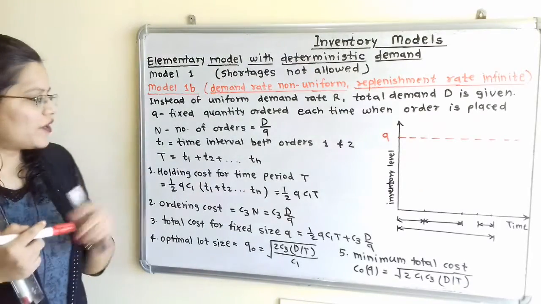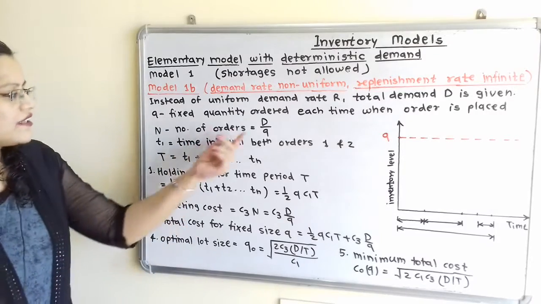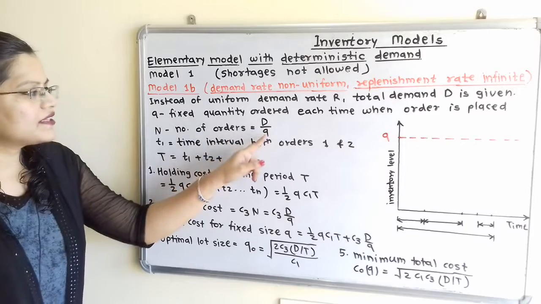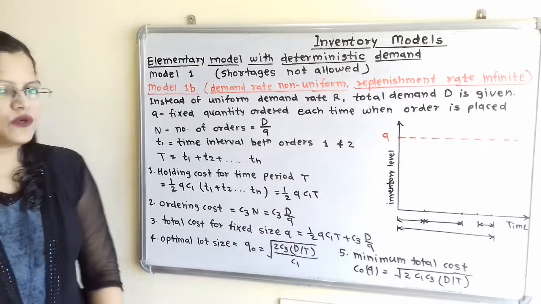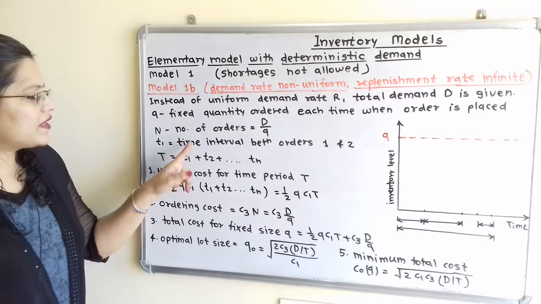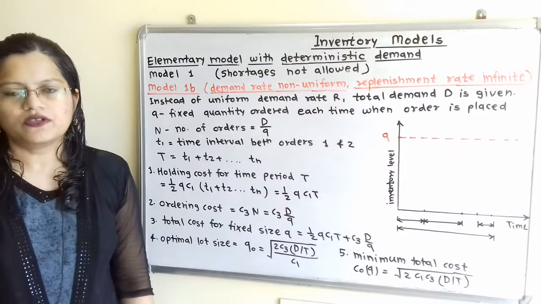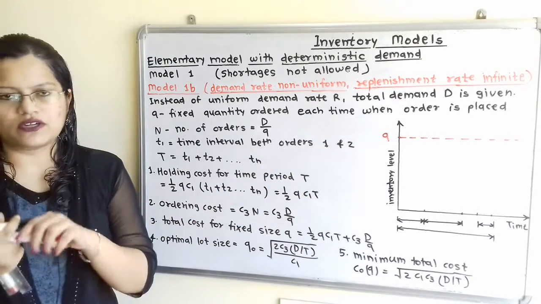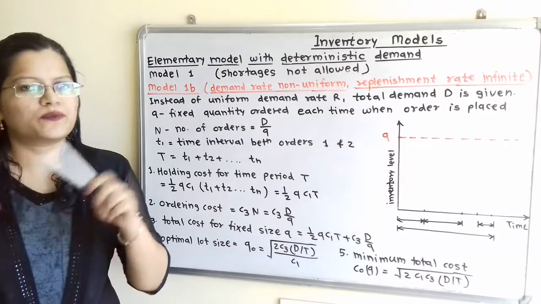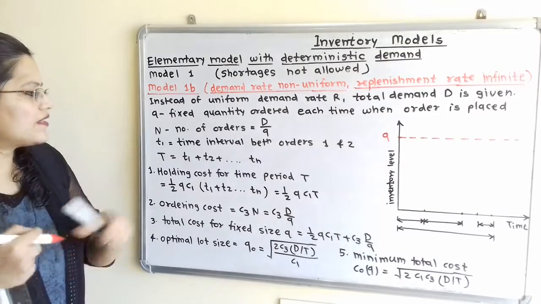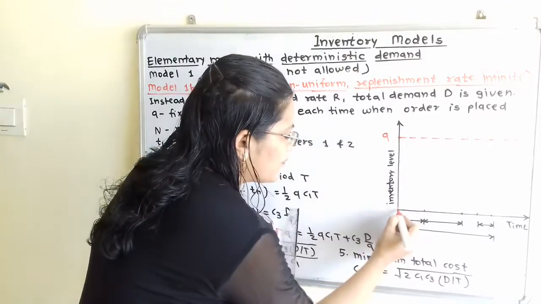Then N. N is the number of orders. How to calculate the number of orders? That is total demand divided by the fixed quantity ordered, so D by Q is equal to N. Then T1. T1 is the time interval between orders 1 and 2. Here we will show the number of orders. There are N orders, 1, 2, 3, 4 and so on up to N. How to show the time interval T1? It is in between order number 1 and 2.